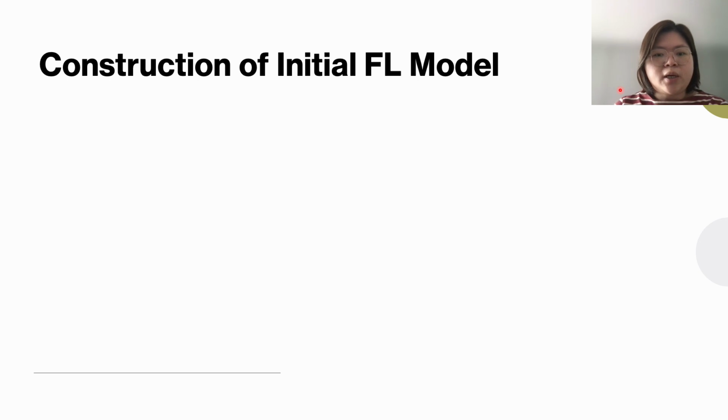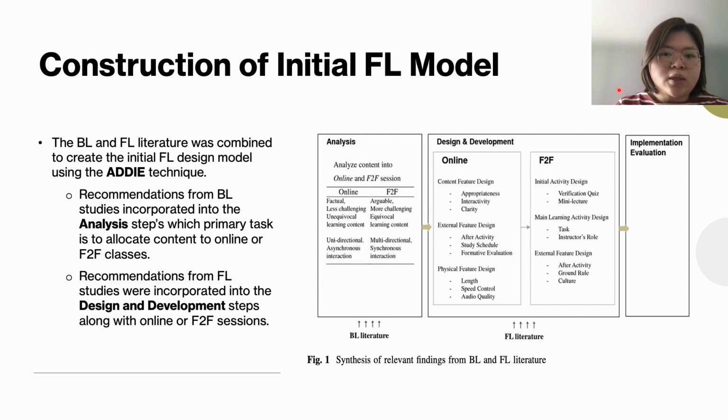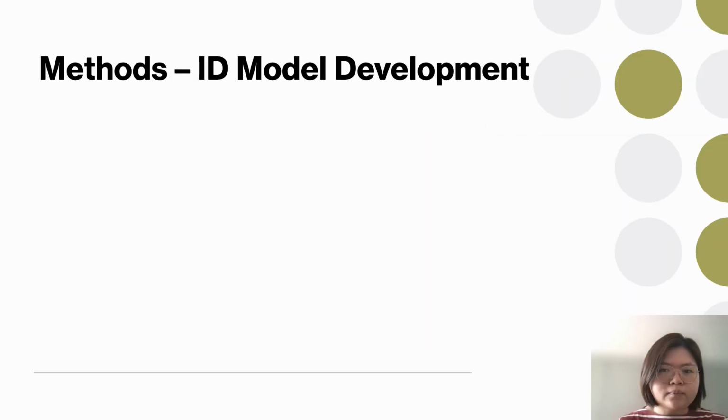Before we discuss the implications of the findings, let's have an overview of the methods and procedures. In the construction of the initial flipped learning model, blended learning and flipped learning literature are mapped onto the ADDIE process, which consists of analysis, design and development, implementation, and evaluation. Blended learning literature constitutes the analysis steps, and flipped learning literature was arranged into the design and development steps along with online and face-to-face sections.